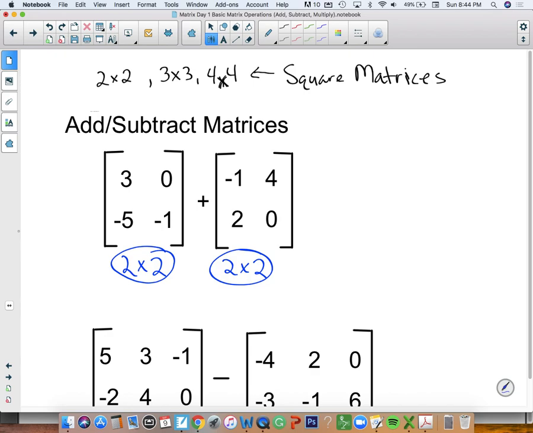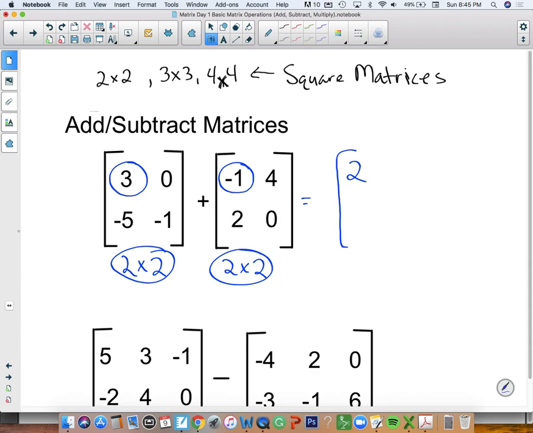Addition and subtraction work the same way. Addition, you just add the corresponding pieces. So I'd add this 3 with that -1, and when I make my new matrix, it'll go in that same slot. Okay? 3 plus a -1 is 2. All right? And then we look at the next one.